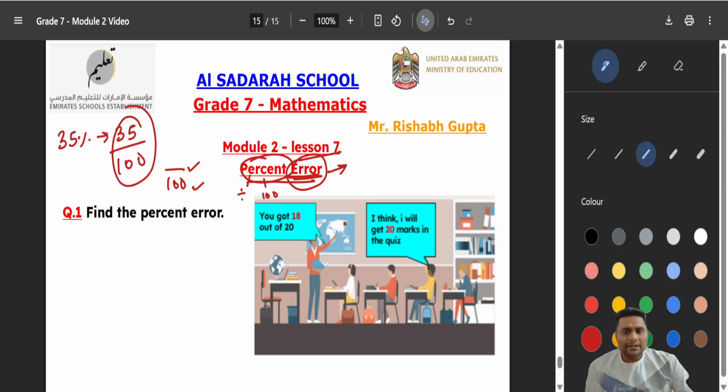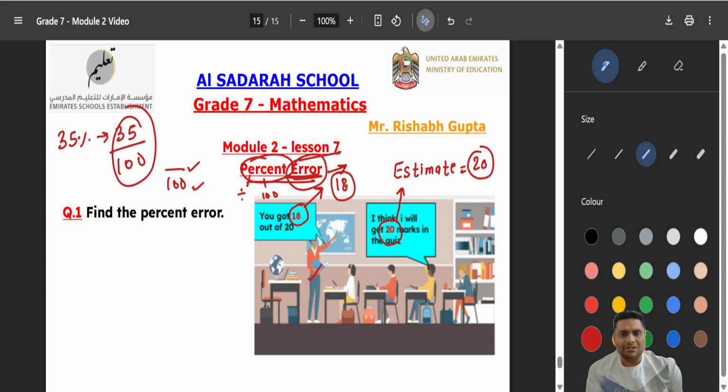Let's do it. In this picture you can see a teacher has taken a quiz. Now this student here in the yellow t-shirt, he guessed that he will get 20 marks in the quiz. Now he guessed his marks, so this is the estimated value. So he estimated that he will get 20 out of 20 marks in the quiz. But the teacher checked the quiz and told him, dear, you have got 18 out of 20 marks. So the actual value was 18 and his estimated value was 20.